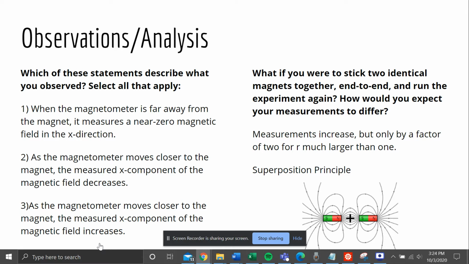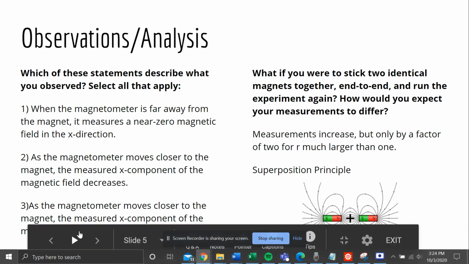For the question of how measurements would change with two magnets end to end, I believe that they would increase, but only up to a factor of 2, because the two magnets stuck together will be slightly less than twice as strong as one magnet, since we use the superposition principle to add those two magnetic fields.